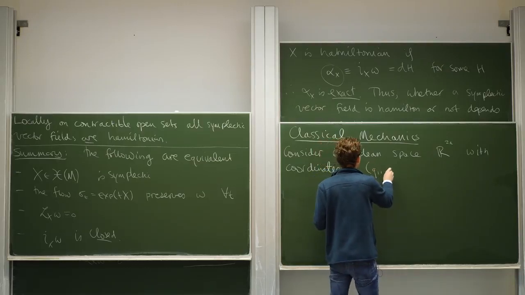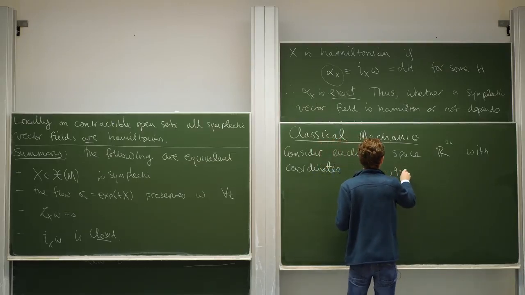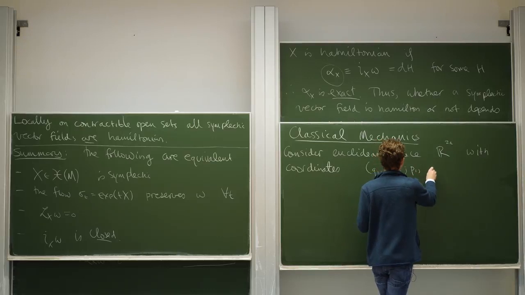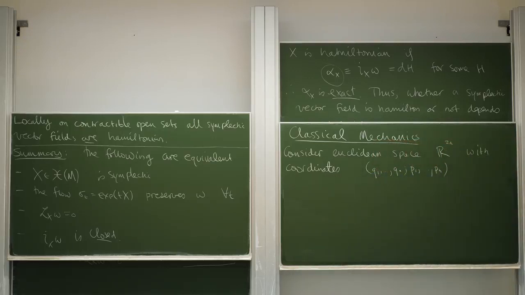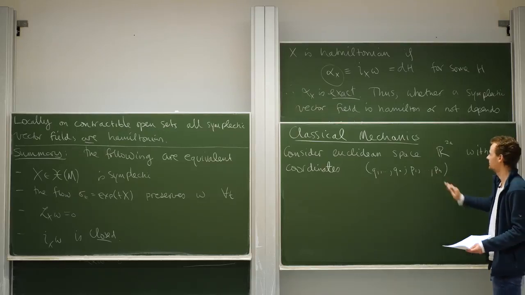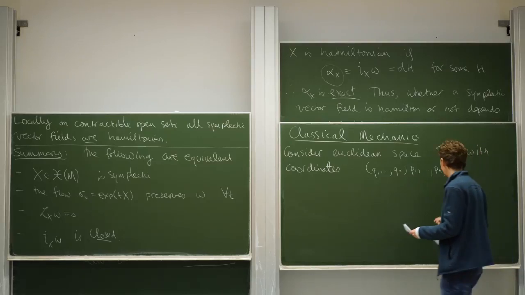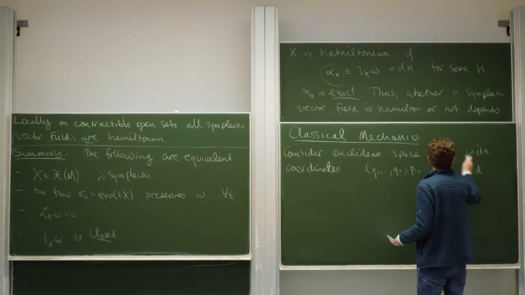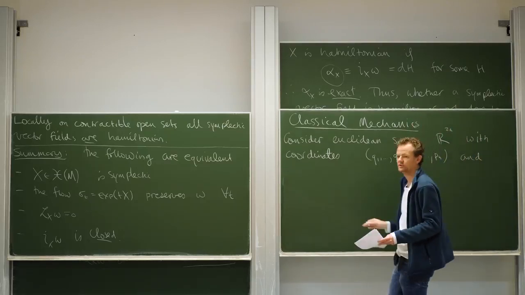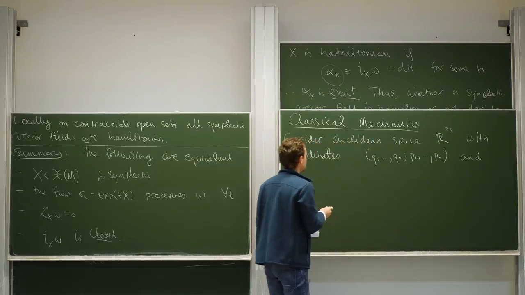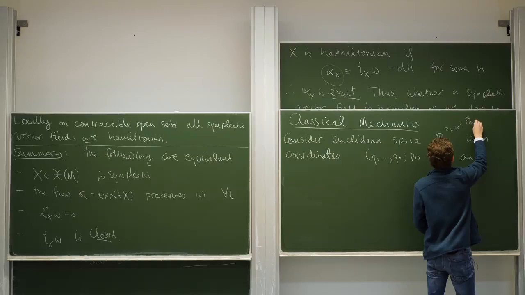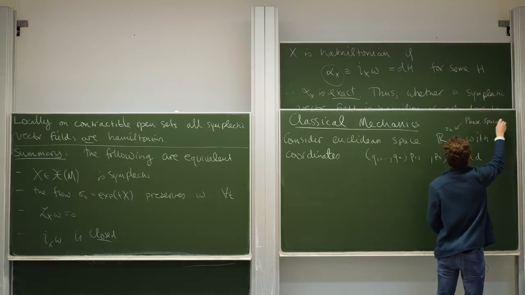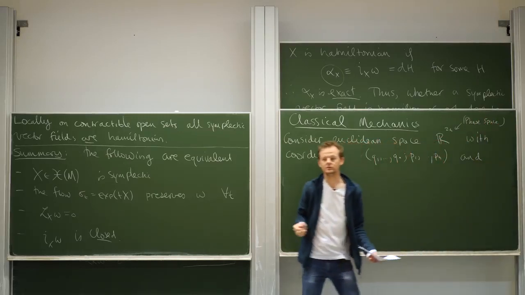I'm going to label the coordinates in our Hamilton fashion. So the first n are the canonical position coordinates, and then we have the conjugate momentum coordinates here. And now the first thing, which looks a bit unfamiliar from classical mechanics, is we're going to turn phase space into a symplectic manifold.